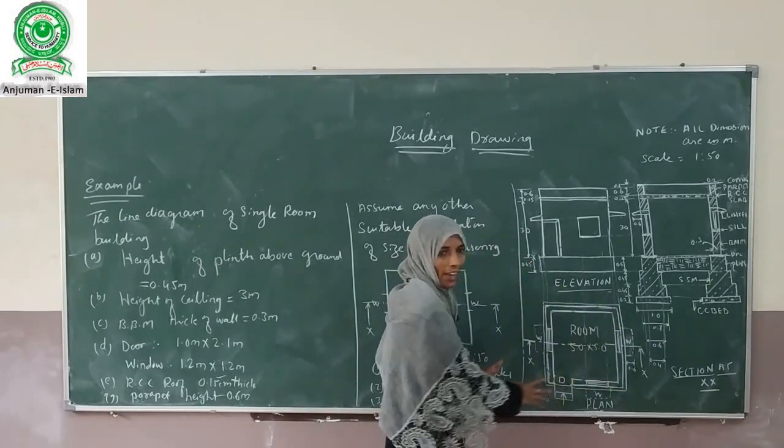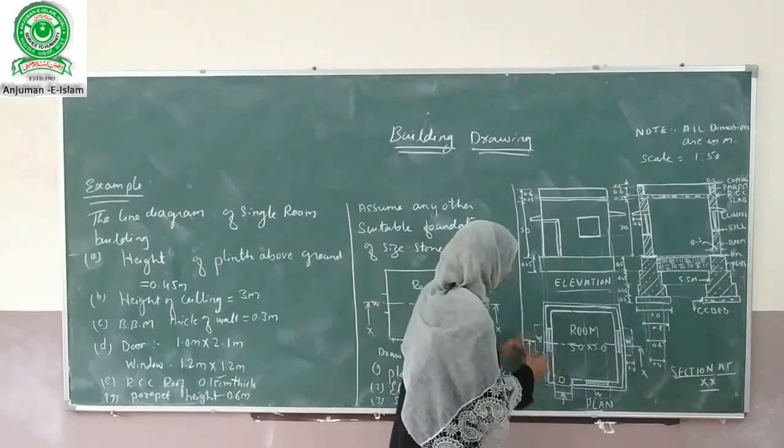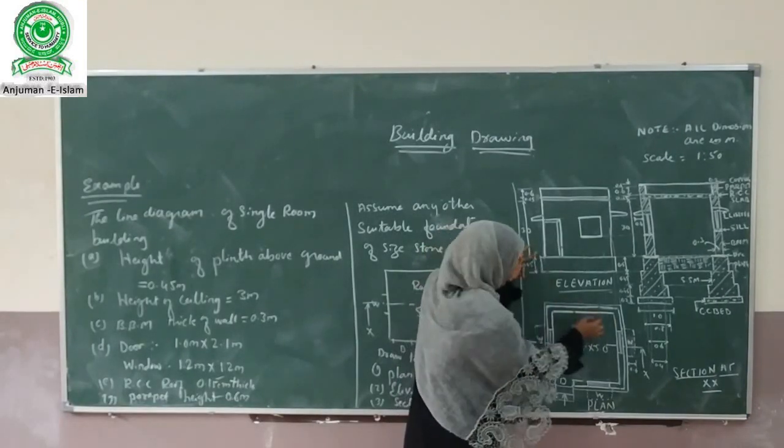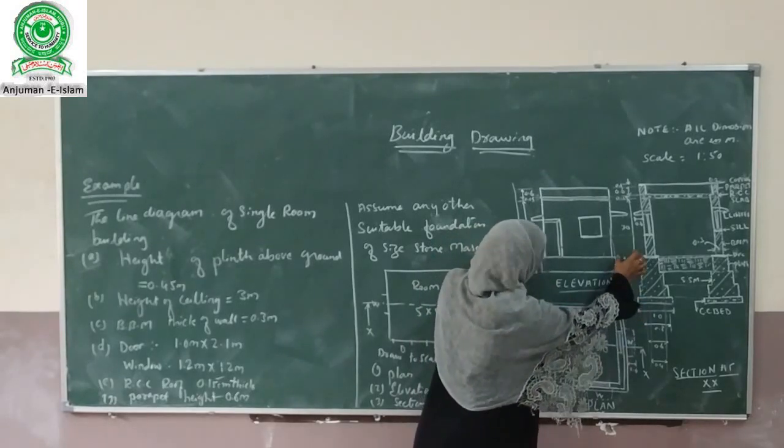Okay. After drawing this plan, we have to take the reference line. This plinth line has to be extended on both the sides.